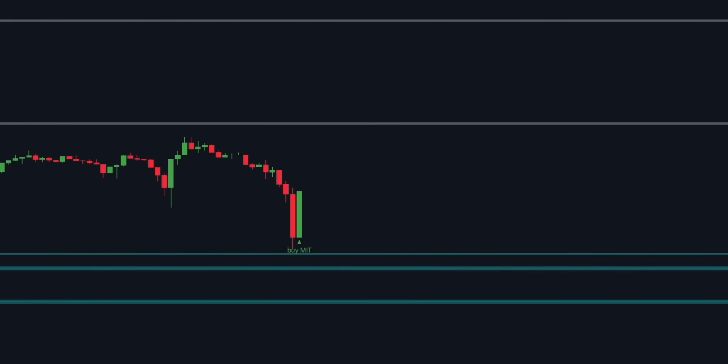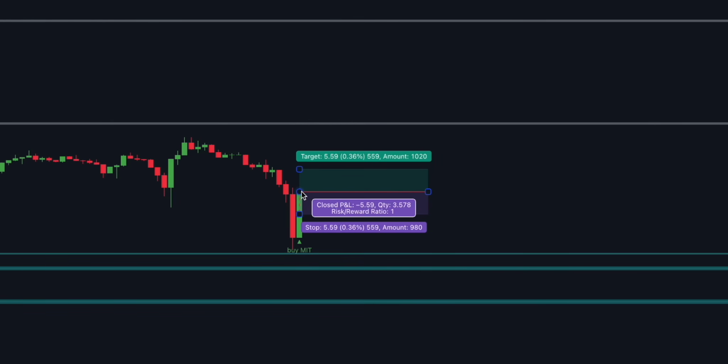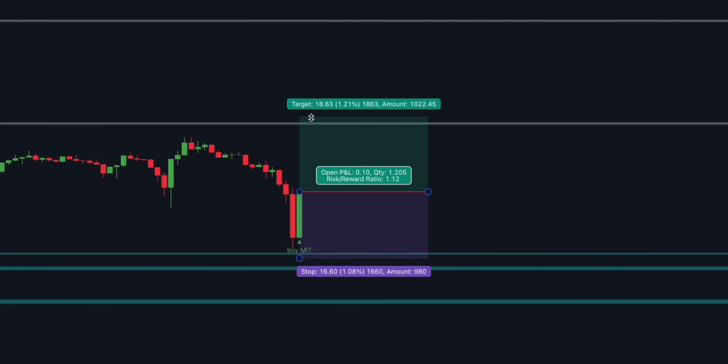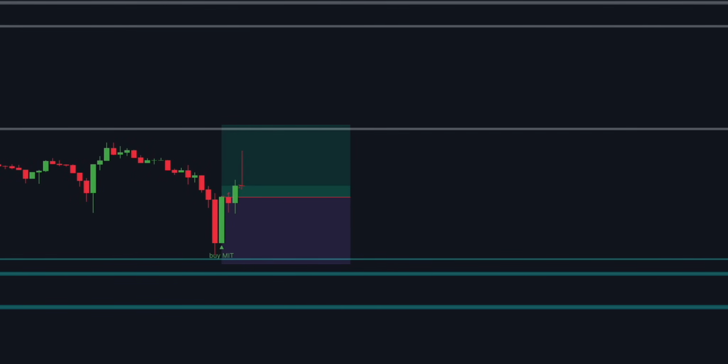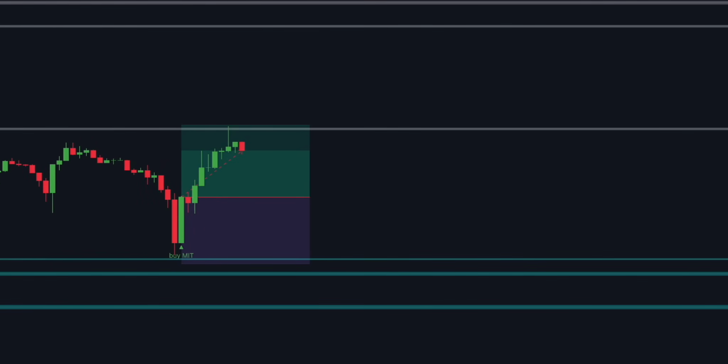Place a buy order at the close of the price bar and set the stop loss slightly below the level of demand. Do not set any profit targets. Simply wait for the price to move in your favor, and once the risk reward gets to 1-to-1, adjust the stop loss to the entry price.